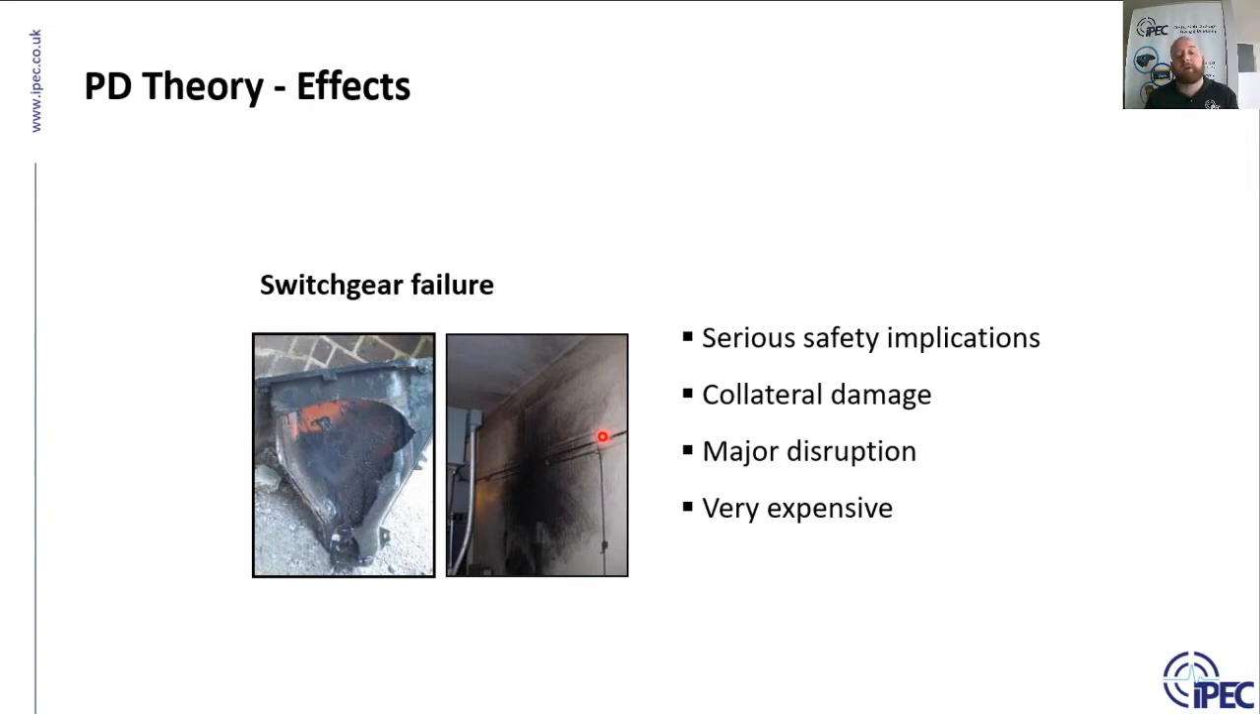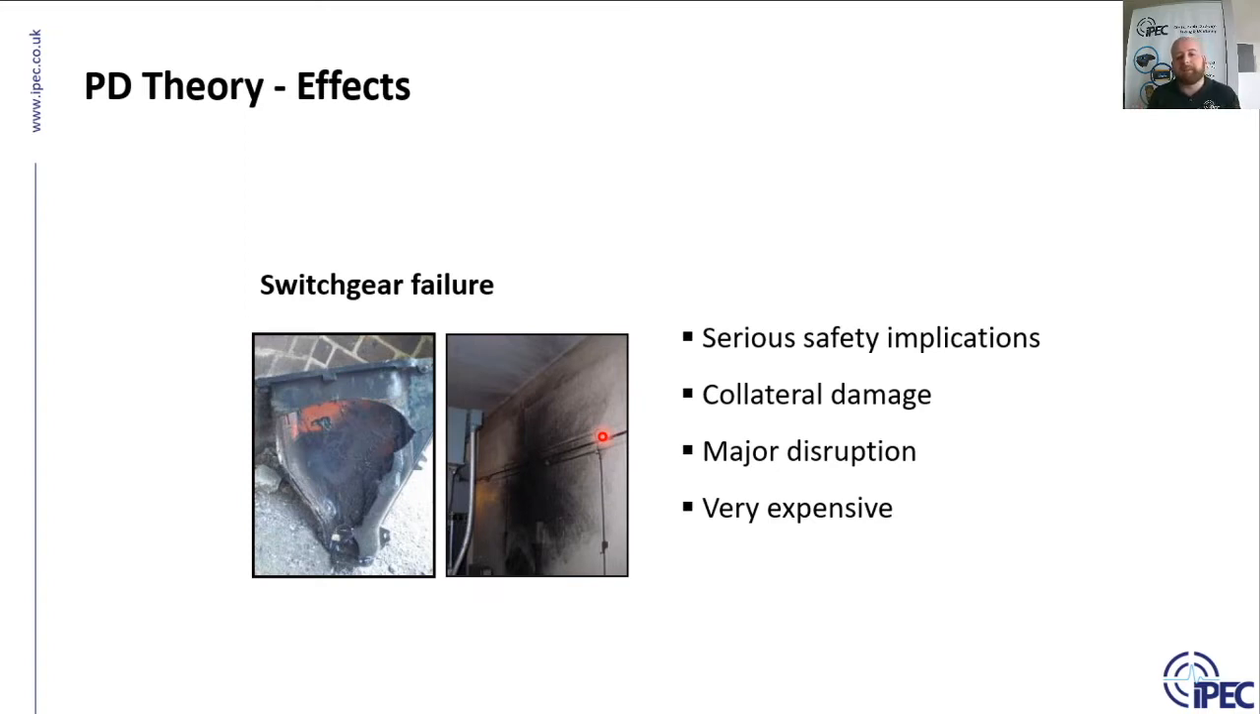When you have switchgear failure, of course, the first problem is safety implications. So within that substation, you may have other engineers working, and so safety is the number one problem. When a switchgear fails, it's quite dramatic, and it can be quite damaging to anybody nearby. The other problem is collateral damage. So not only will that main switchgear be damaged, but it could also damage neighbouring equipment and neighbouring components within your substation.